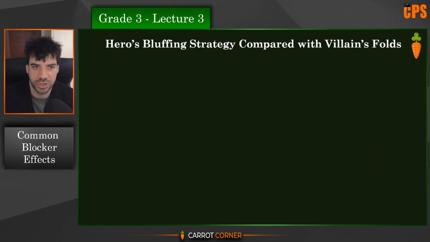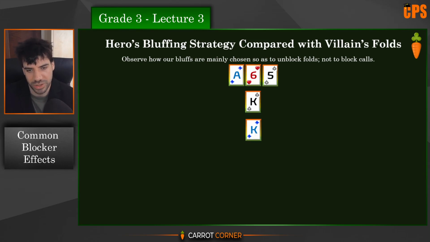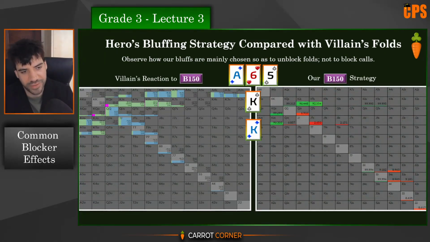Let's move on to a situation where we're actually looking at one strategy compared to the other in parallel. This really lets us see how our opponent's folding range affects what hands we want to be bluffing. Let's observe how our bluffs in this case are mainly chosen so as to unblock folds, not to block calls. Again, we'll use the previous situation. Under the gun versus big blind.